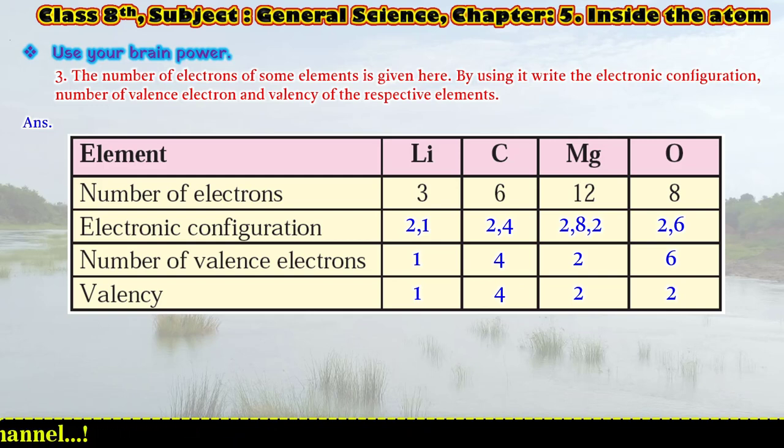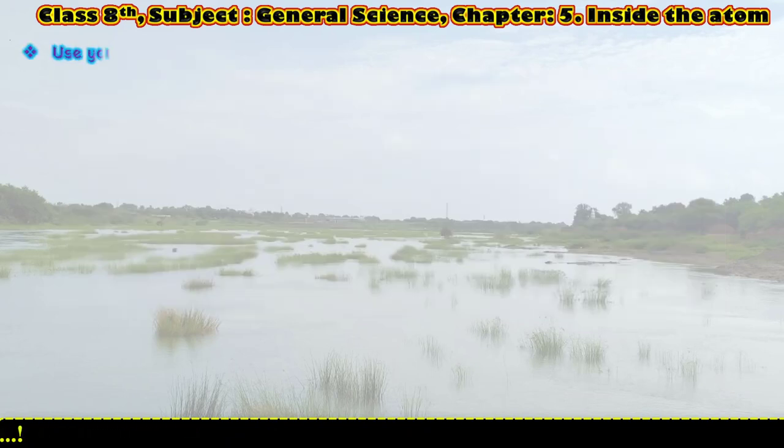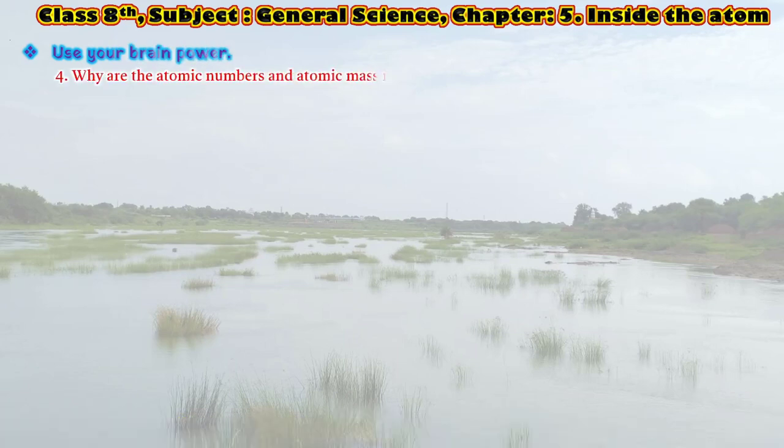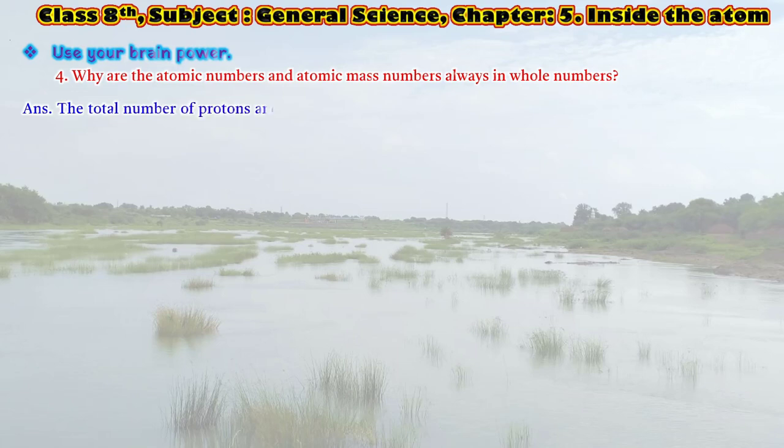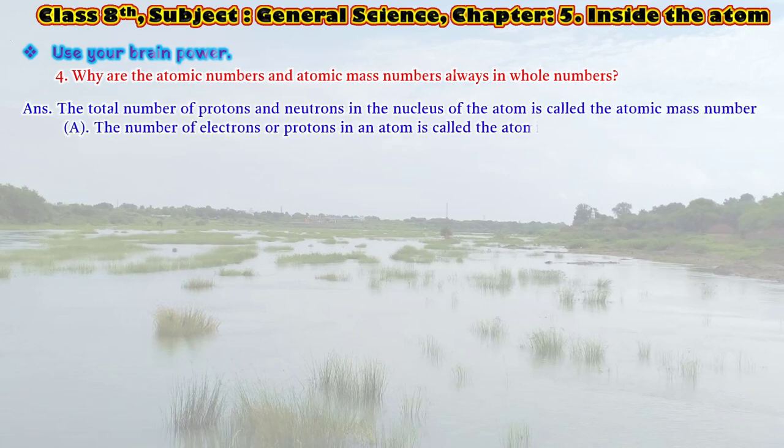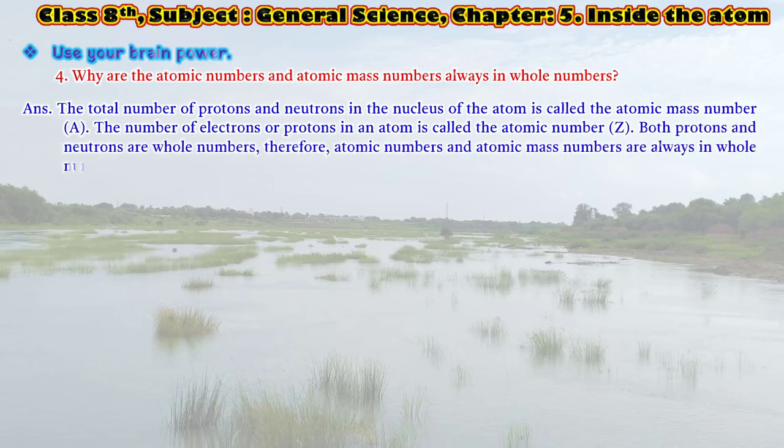Question 4th is: why are the atomic numbers and atomic mass numbers always whole numbers? Answer: the total number of protons and neutrons in the nucleus of the atom is called the atomic mass number, A. The number of electrons or protons in an atom is called the atomic number, Z. Both protons and neutrons are whole numbers, therefore, atomic numbers and atomic mass numbers are always whole numbers.